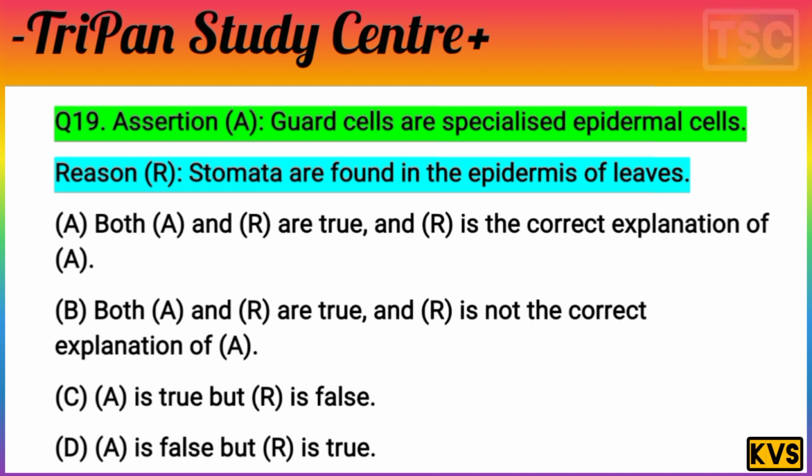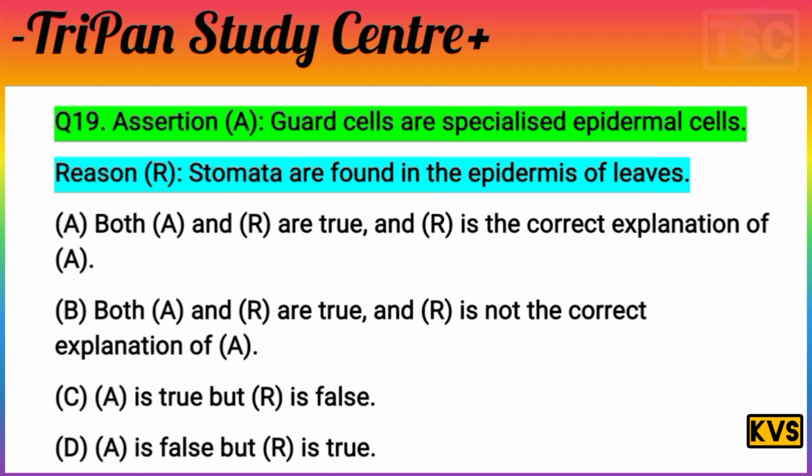stomata are present in the epidermis of the leaf, and they are mainly for transpiration and gas exchange. Stomata are small apertures bounded by two specialized epidermal cells called guard cells. It means in the options here A and R are true, but R is not a good explanation of A. It means option B is correct. Both A and R are true, but R is not a correct explanation of A. It means option B is correct.